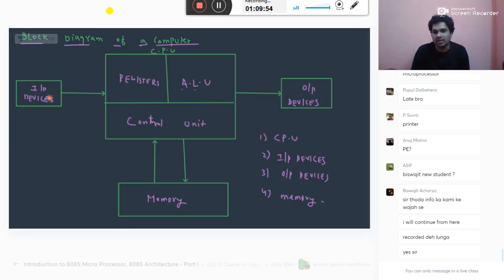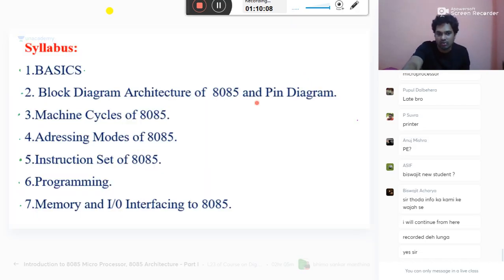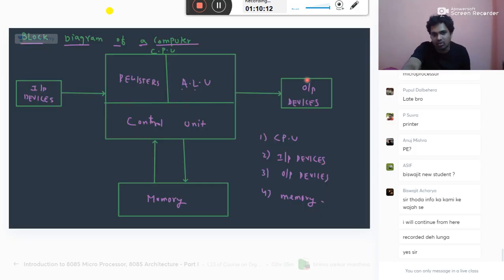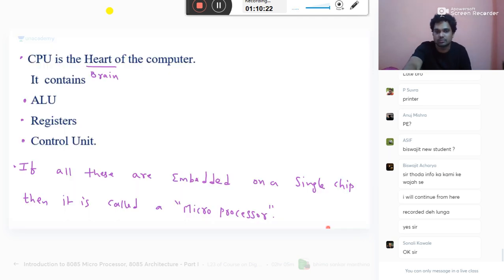How to make communication between these two is your job only. How to make input devices and output devices is not your job, but how to make communication between these two is our job. That is what we discussed in the interfacing of IO devices. We have memory and IO interfacing to the computer. There we'll be discussing how to connect these devices to your computer. So in that perspective, we need to study that.